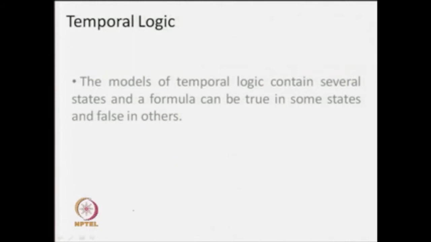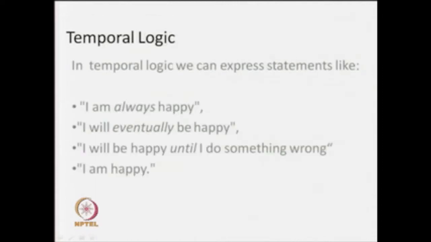So, for that we need a model. The models of temporal logic contain several states, and a formula can be true in some states and false in others. Now, what can we represent in temporal logic? We can express statements like: I am always happy. It says something about the state of my mind. On the other hand, I will be eventually happy, that means sometime I will be happy. Or, I will be happy until I do something wrong. So, I will remain happy until I do something wrong.